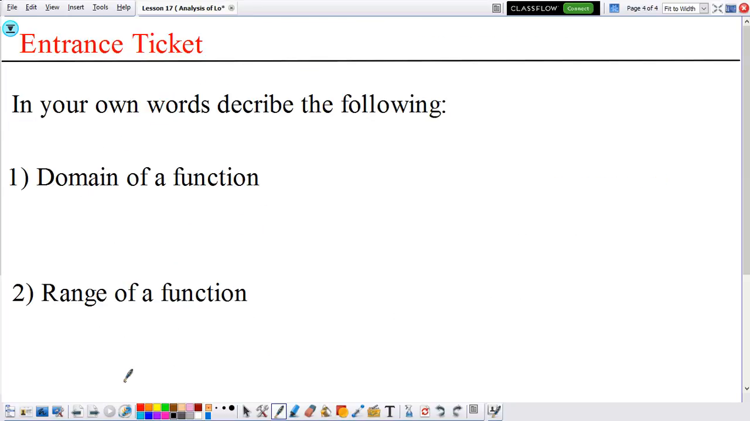So now, here's your entrance ticket. In your own words, describe what domain is and describe what the range is.